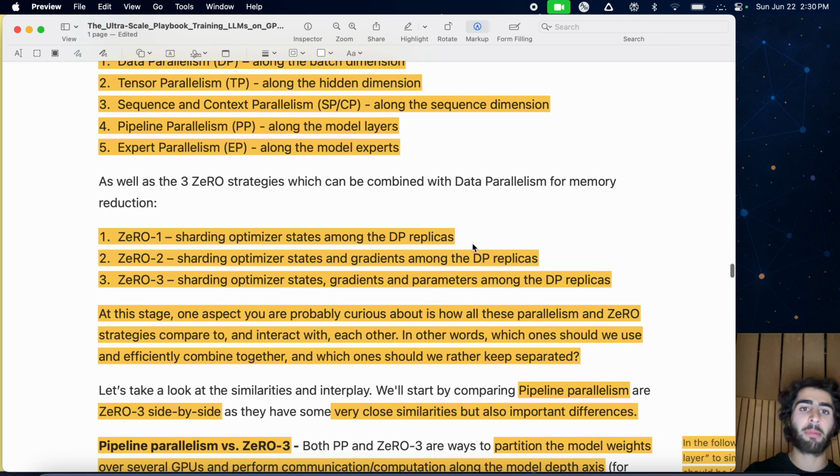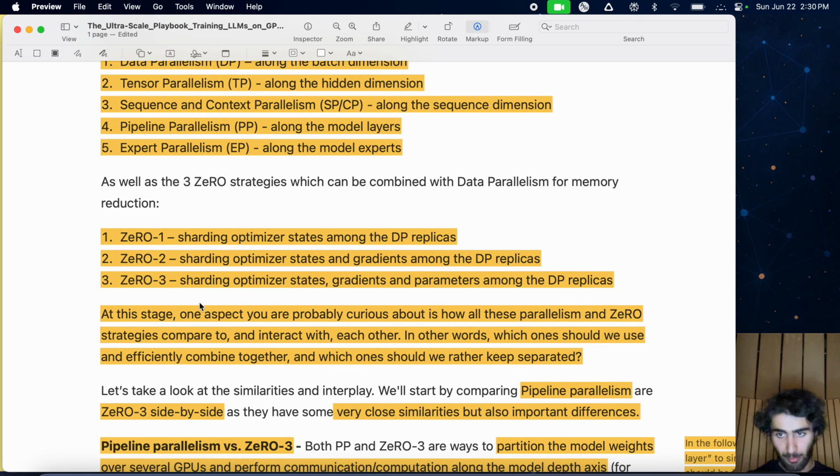And within data parallelism, we have the zero redundancy optimizer, which has 3 stages, with 0, 1 being simply sharding the optimizer states among the GPUs, so that each GPU only has 1 copy of the optimizer state and there's no redundancy. Then we have zero redundancy optimizer stage 2, where we shard both the optimizer states and the gradients among the GPUs. And finally, stage 3, where we shard optimizer states, gradients, and parameters among our GPUs.